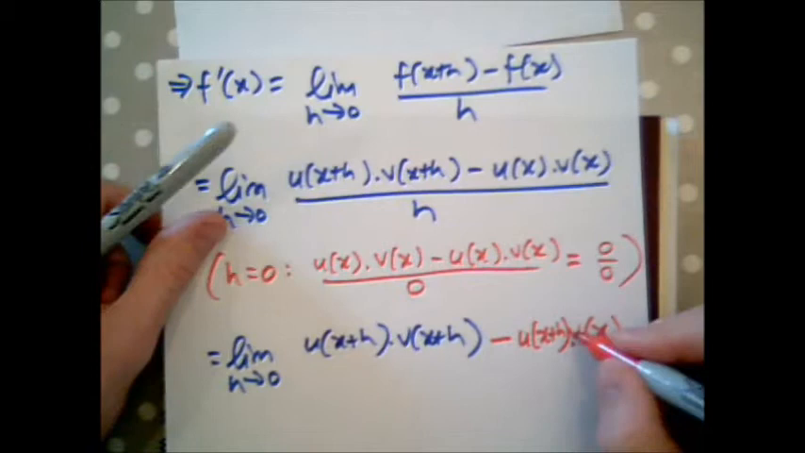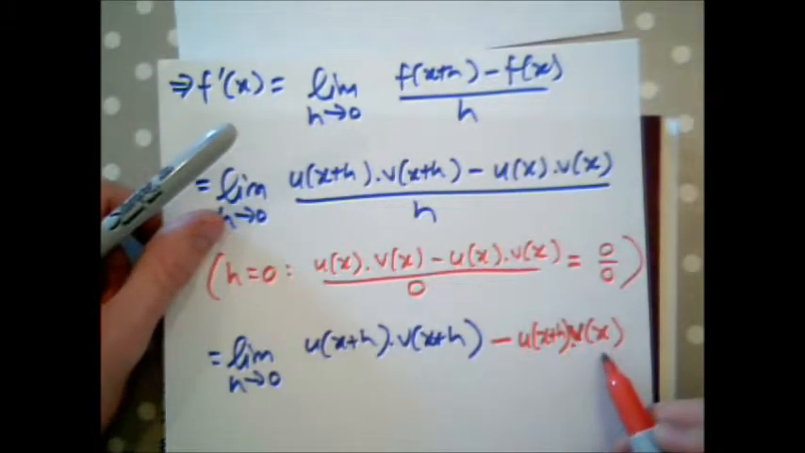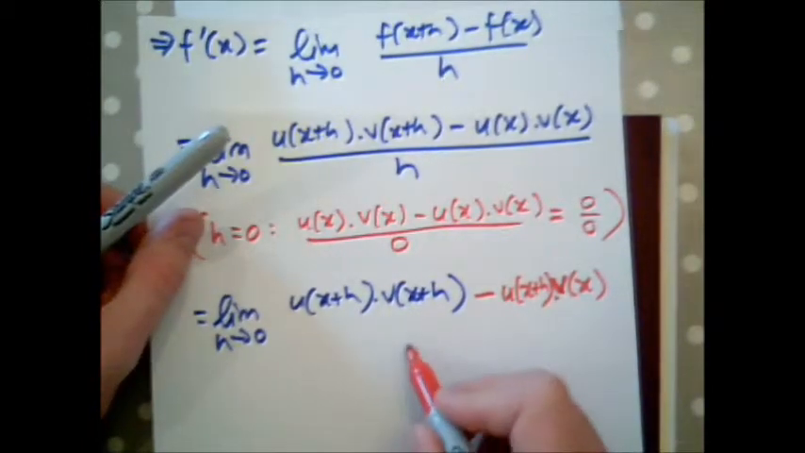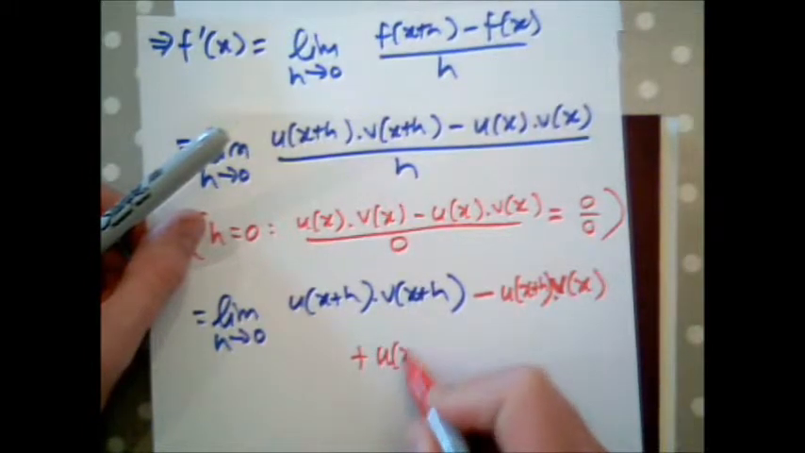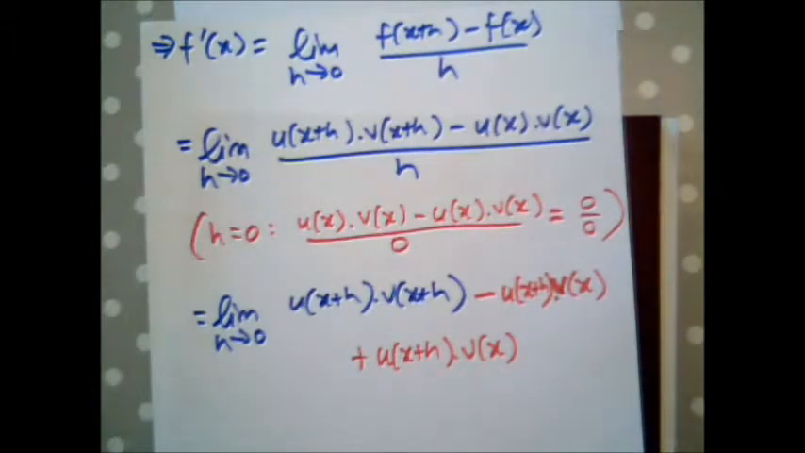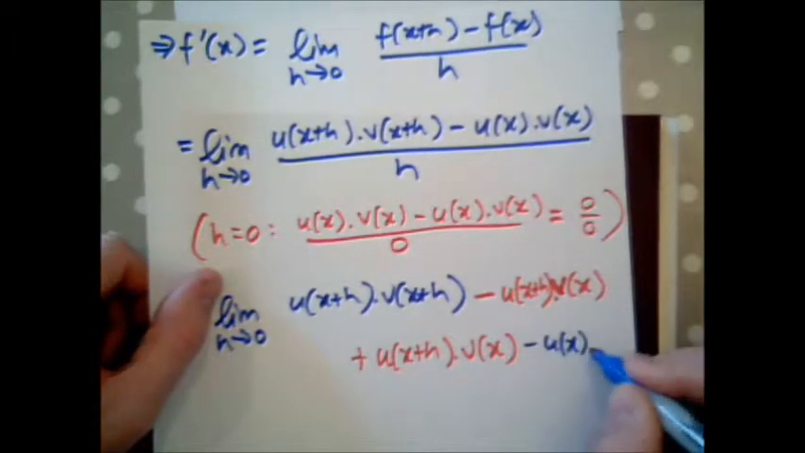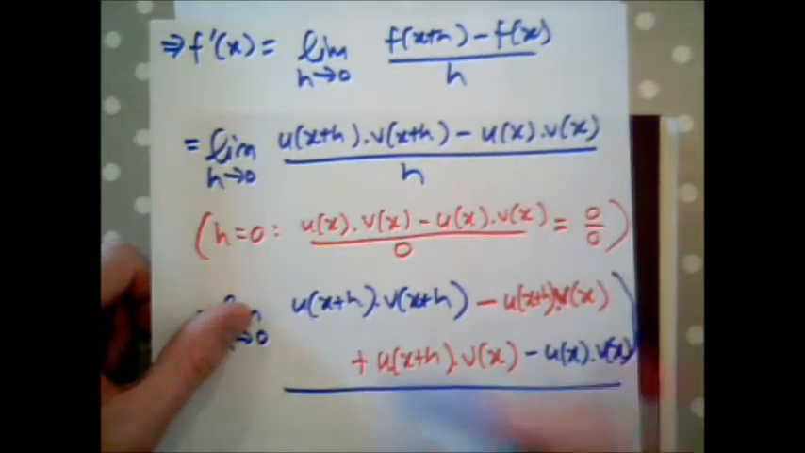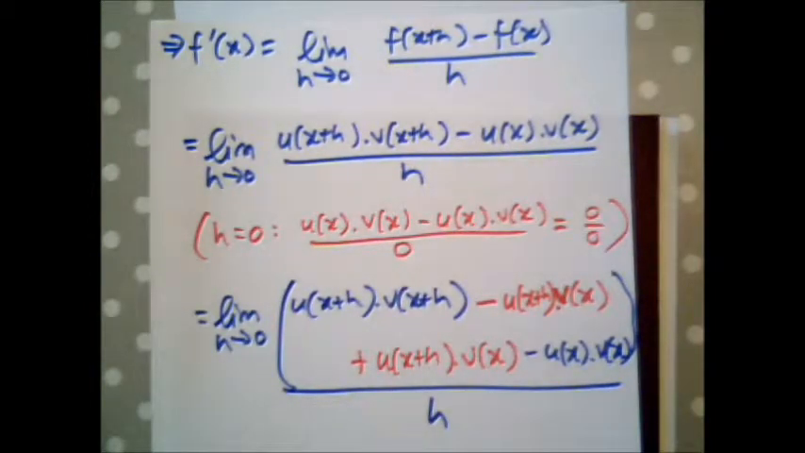Okay, so I'm taking away u of x plus h times v of x. Now if I'm going to take that away, then I had also better add it on so that I don't change my answer. So I better add on u of x plus h times v of x. And remember, I still have this other blue term here, so minus u of x times v of x. And the whole thing, I'm going to put a bracket on that, the whole thing is divided by h. Okay, that's my whole top line.